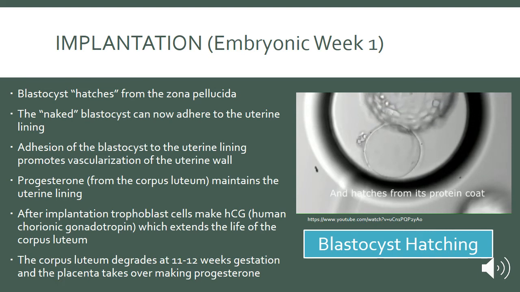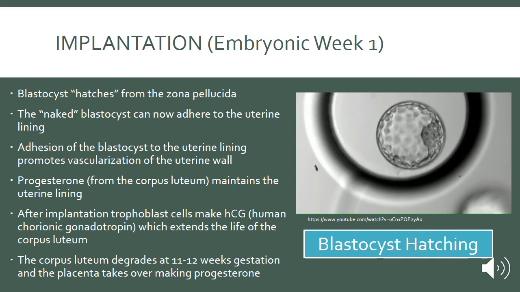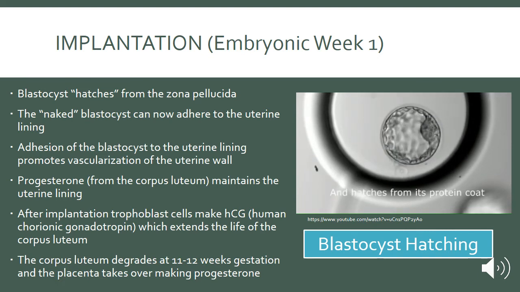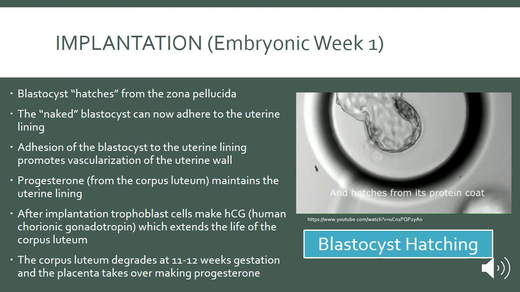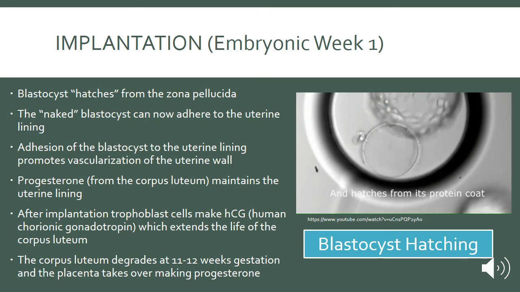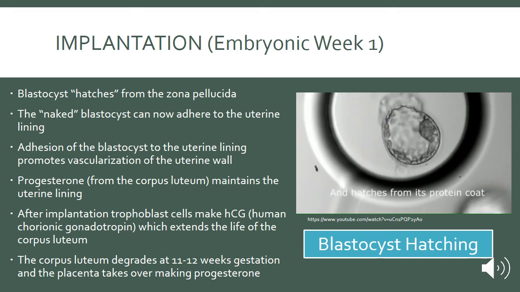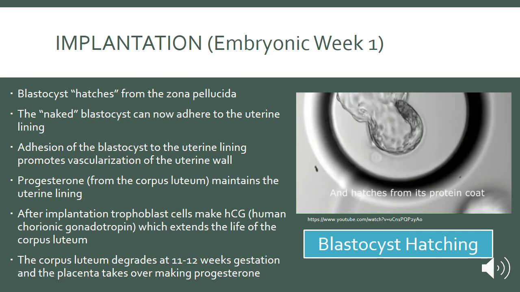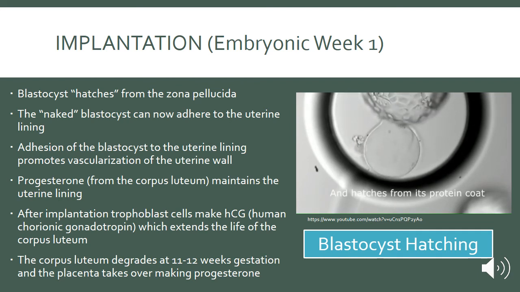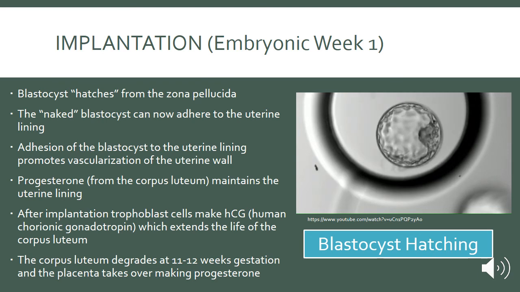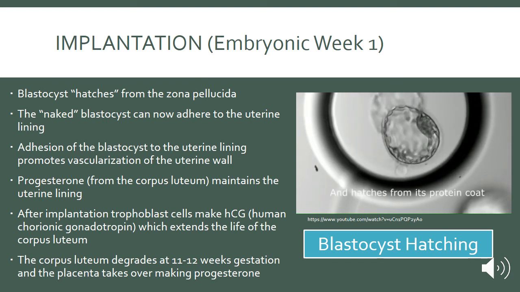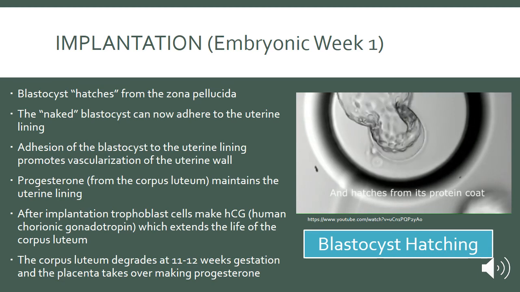And the adhesion of the blastocyst to the wall of the uterus triggers the uterus to vascularize. Blood vessels grow into that space to support the uterine lining and the developing embryo. We also get this hormonal feedback loop going where the corpus luteum, the former follicular structure that was supporting the oocyte in the ovary, is secreting progesterone, and that helps maintain the uterine lining so it doesn't slough off like a period.